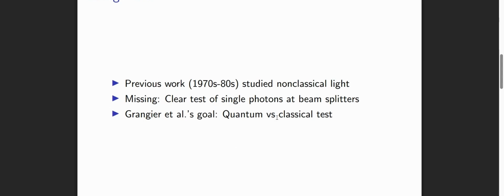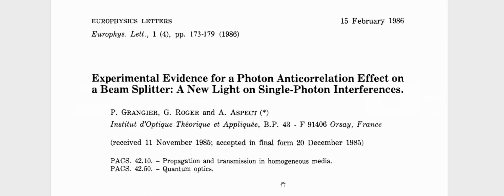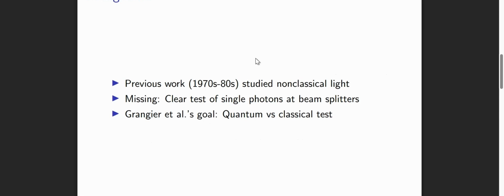The paper was published in, I think, 1986. Yeah, 1986. At that time, there was no previous work on this; the previous work was on the non-classical nature of light. So the main aim of this paper was to study the quantum versus the classical nature of light after passing through the beam splitter: which of the phenomena is going to be dominant, right?